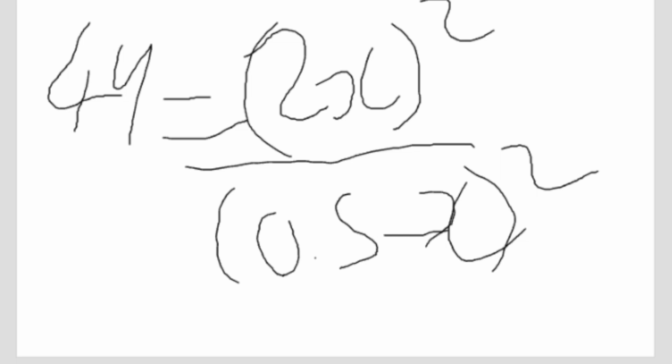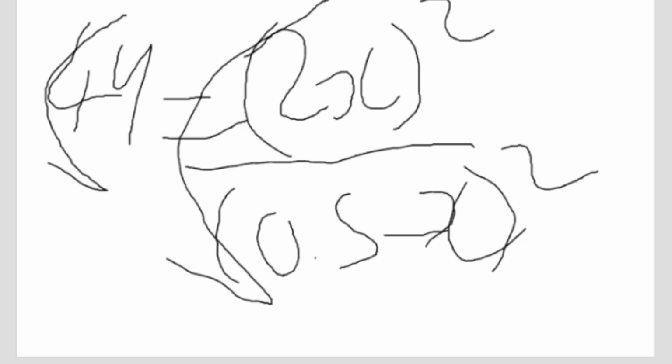What are we going to have? Oh, sorry, not square but square root. The square root of 49 is 7. The square root of 2x squared is 2x. The square root of 0.5 minus x squared is 0.5 minus x. Now, what do we do to find the value of x? We just cross multiply. When we cross multiply, this is what we are going to have: 3.5 minus 7x is equal to 2x.